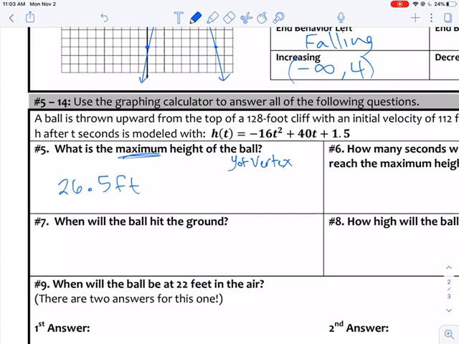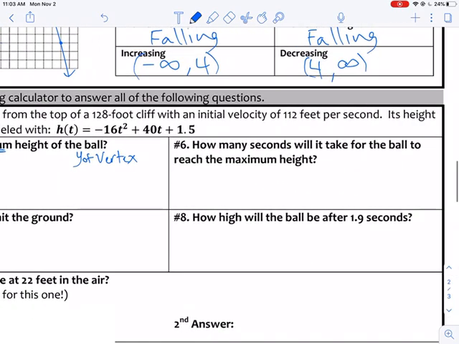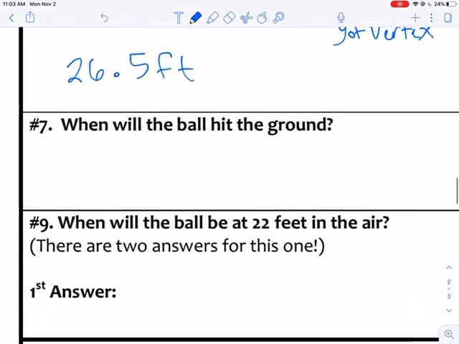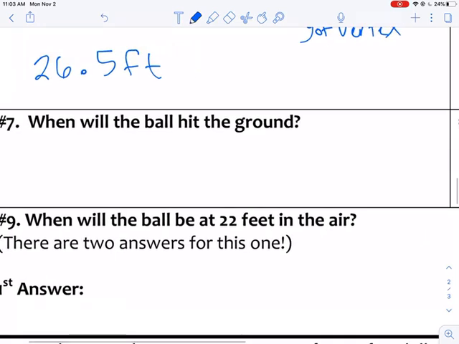So remember, height is our y value, time is our x value. So this is where it asks us, well, how many seconds is it going to take to reach that maximum height? Well, that's our x of the vertex, because remember, x is our time. And you already just did that, so it should be right there in front of you, 1.25 seconds. All right, when will the ball hit the ground? That is asking us for our 0 and our positive 0, because it is a parabola, so it's going to do this. We don't care. That's not real life. We just want this one.